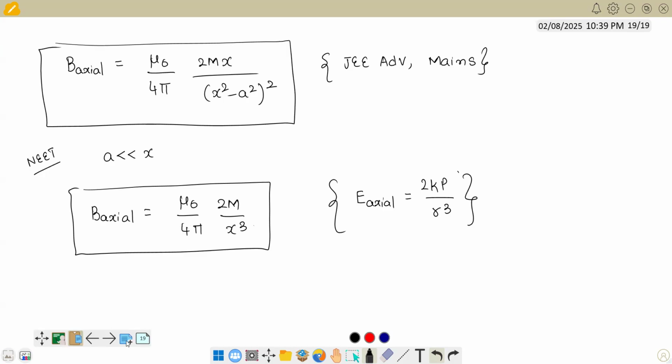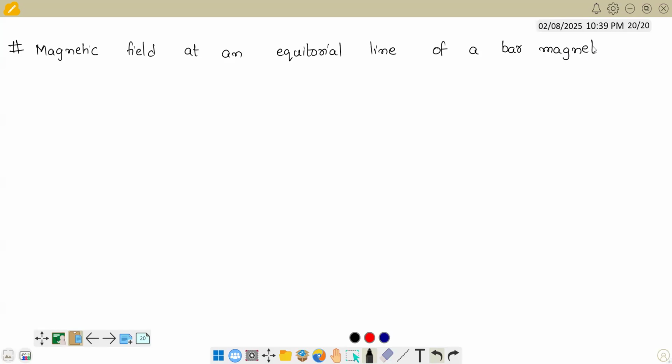We'll go for the next part of this. The next part is the magnetic field at an equatorial point, at an equatorial line of a bar magnet. So let us try to derive this.